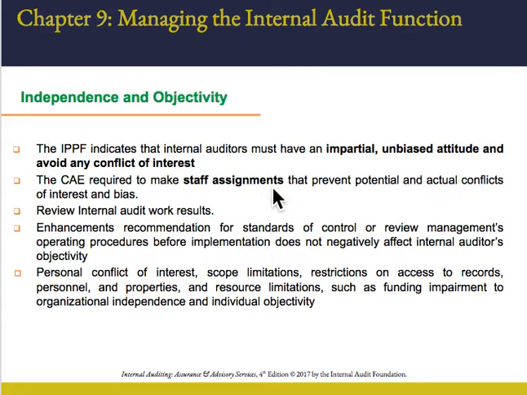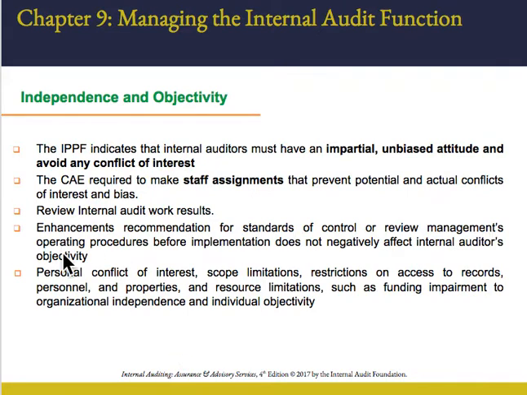Also, internal audit objectivity is not negatively affected. Lastly, when the internal audit function provides a recommendation to enhance the standards or any control matters, it will not negatively affect the internal audit objectivity. So giving recommendations will not harm the internal audit independence and objectivity.